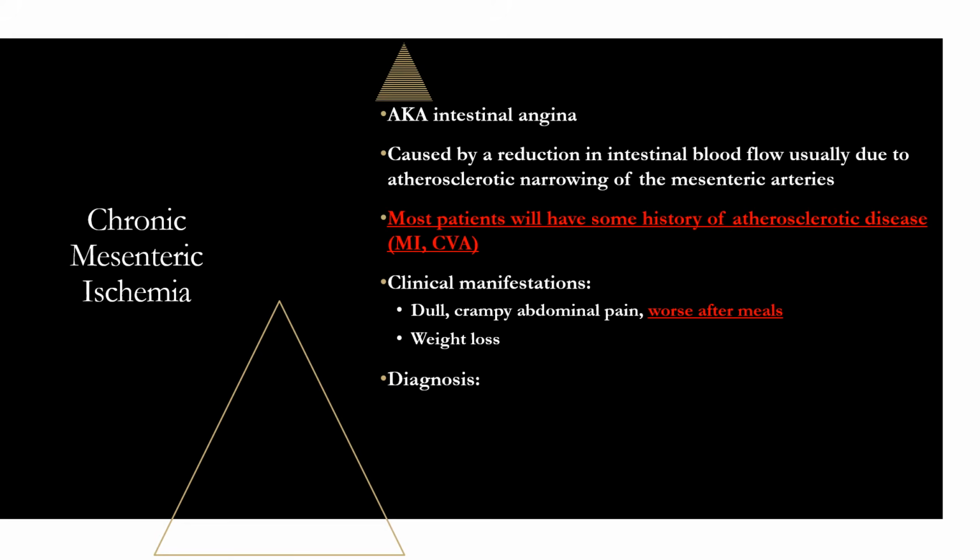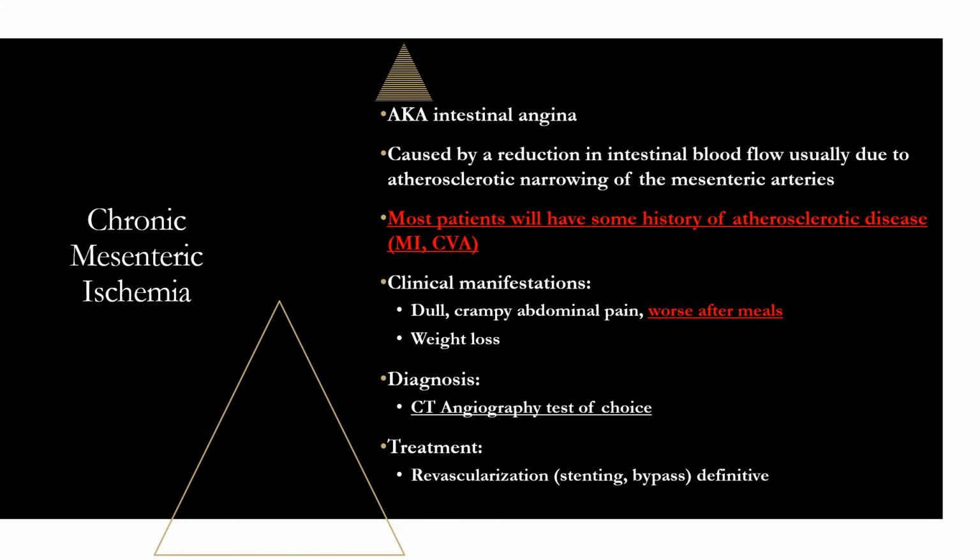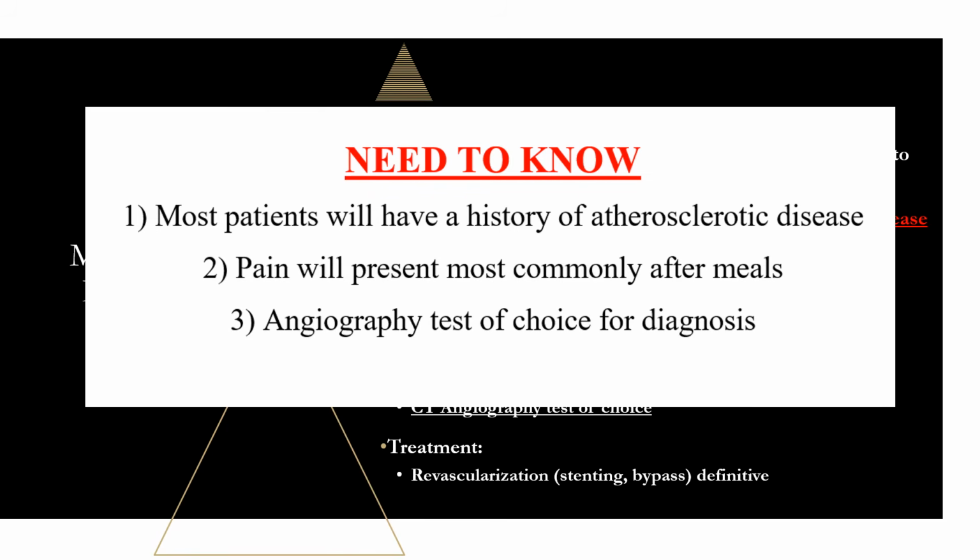Diagnosis is going to be made in both chronic and acute with a CT angiography. That's going to be your test of choice. And that'll give you a good look at the mesenteric arteries and see if there's any areas of ischemia. As far as treatment, really the way you're going to treat these patients is with revascularization. So you need to open up these arteries, whether it's with stenting, bypass. That's really your definitive way to treat these patients with chronic mesenteric ischemia. Just like any coronary problem, if you have an ischemic artery, you need to open it up. That's how you treat it. So again, stenting bypass is going to be your definitive way to treat these patients.